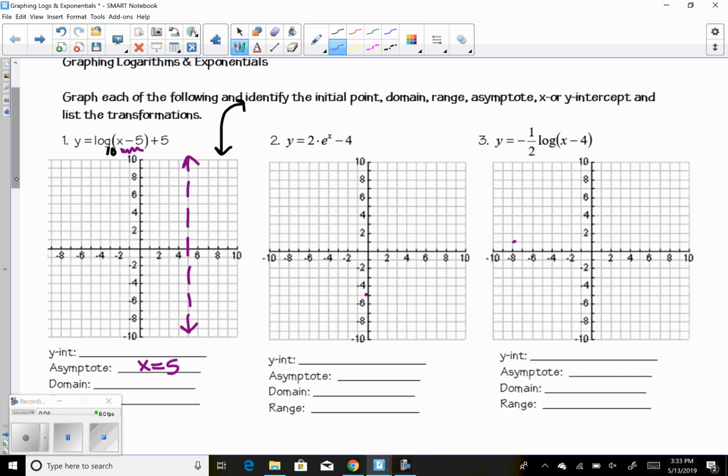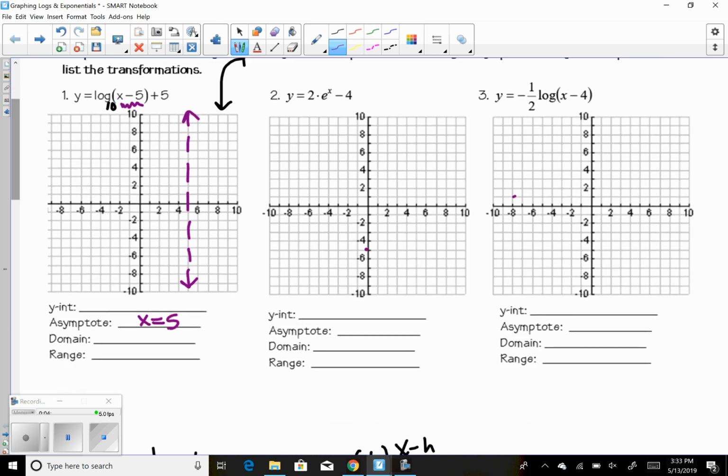The y-intercept is what you get when you plug in a 0 for x. Well, if you try to plug in a 0 for x, you end up with log of negative 5. And remember, that's not possible. Can't take the log of a negative. So there's actually going to be no y-intercept, which we could kind of figure too, because my asymptote's over here. The graph can't go through it, so there's going to be nothing over on this side.